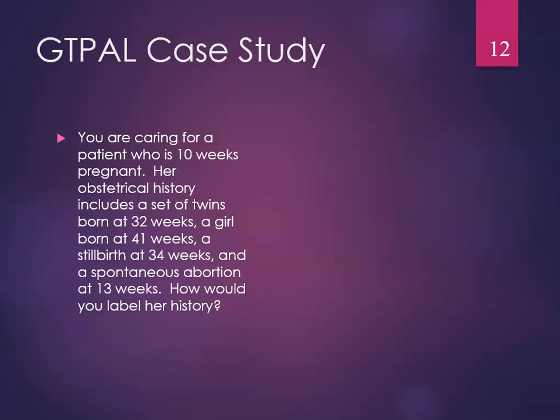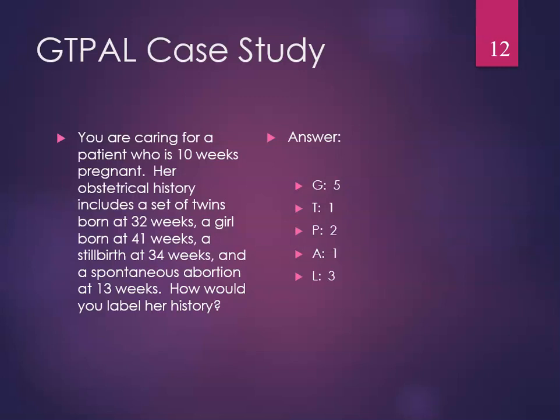For the A for abortion, she had one spontaneous abortion at 13 weeks, so she would have a 1 for the A. For the L, she would have a 3. She had one set of twins at 32 weeks, that's 2. Remember, this one is based on number of babies, not number of pregnancies. And then her 41-weeker is her third one. So here is the outline of that: we have a G5, a T1, a P2, an A1, and an L3.